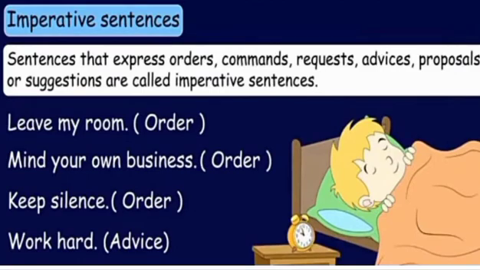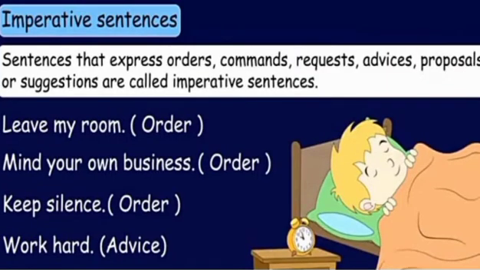For example, leave my room. It is an order, so it is an imperative sentence. Mind your own business. It is also an order, so it is a kind of imperative sentence. Keep silence. It is also an order. Work hard. It is an advice, so it is expressing advice, and it is a kind of imperative sentence.